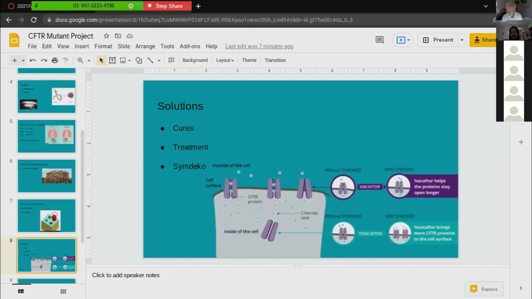Some solutions for this mutation. I wasn't able to find cures. However, I found treatments, and one of the treatments is Symdeko. Symdeko is basically two medicines, and one of them is the Ivacaftor, but we don't really need to worry about that one right now. Right now, we got to focus on the Tizacaftor, and that's basically, it brings more protein to the cell surface, which is what we need since we don't get protein at all, since it's not created properly.